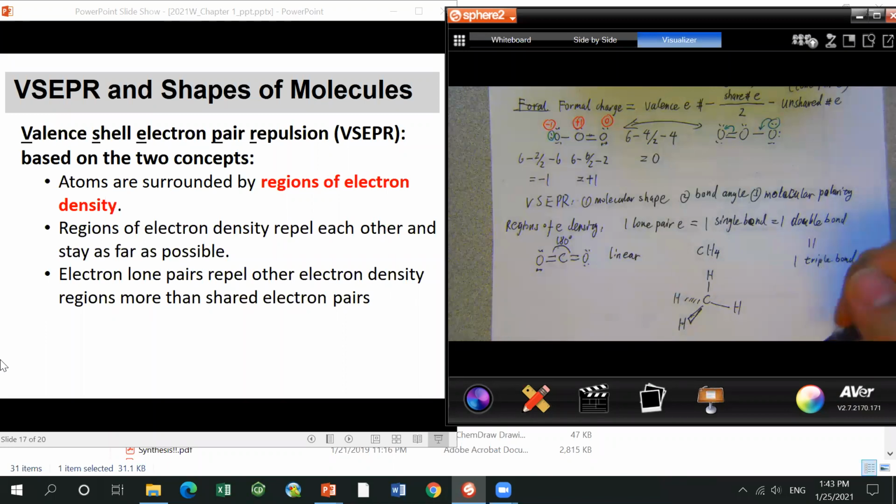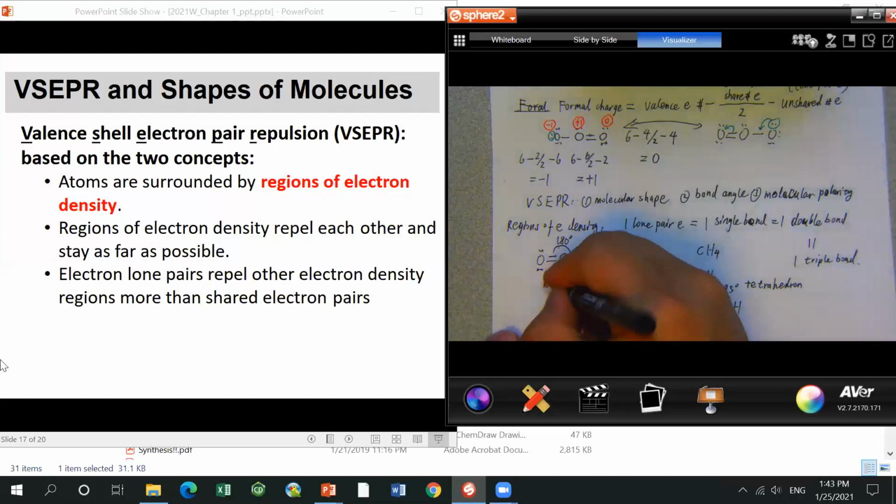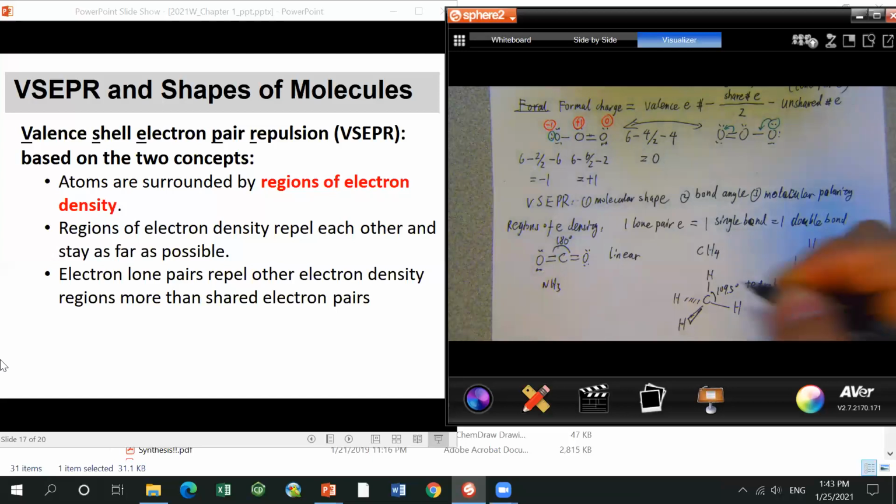All right. With four single bonds, there are four regions of electron density, so they push each other and eventually reach a balance, giving a tetrahedral molecular shape. The bond angle should be 109.5 degrees. Right, and the third example is ammonia.